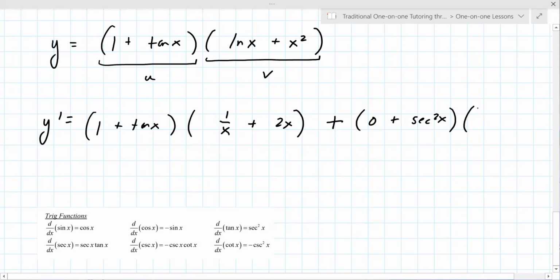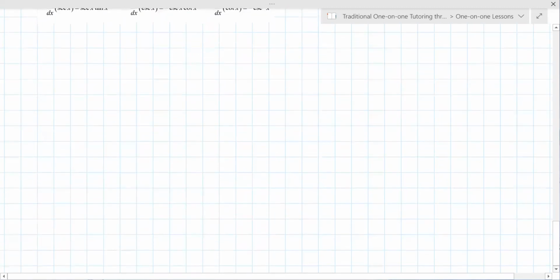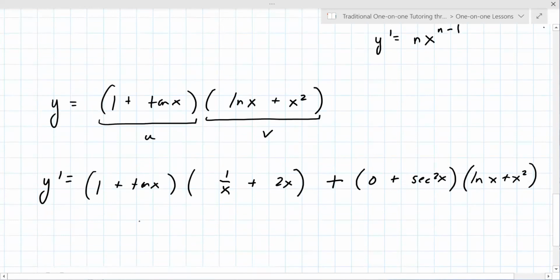Okay, so let's continue with the derivative. We took the derivative of this one, and then what do you do with this next one here? You keep it. Natural log of x plus x squared. Okay, so let's move to the quotient rule. Well, you always keep the v. The derivative is u v prime plus v. I'm sorry, u v prime. So you've got it all here. I'm sorry, u prime v.